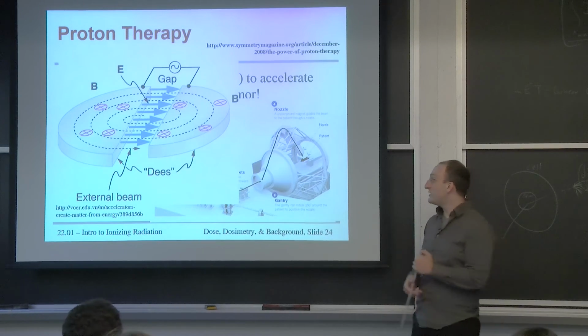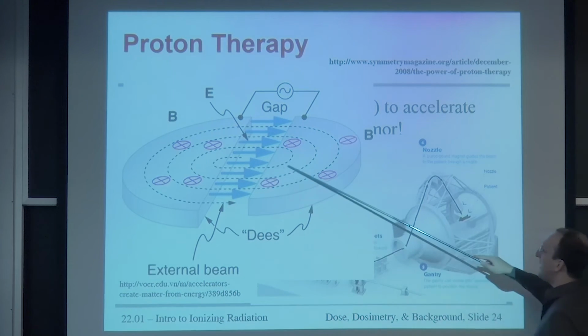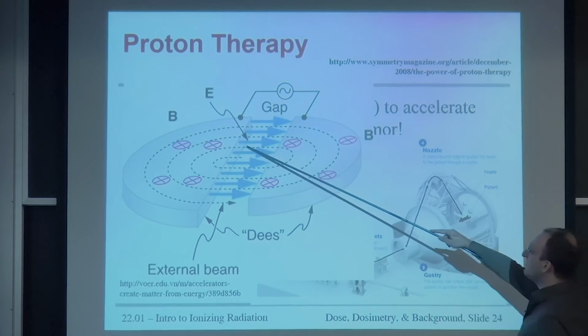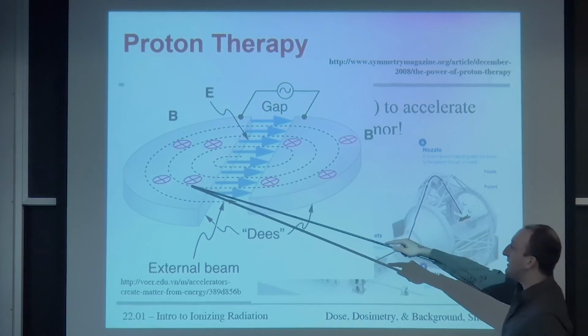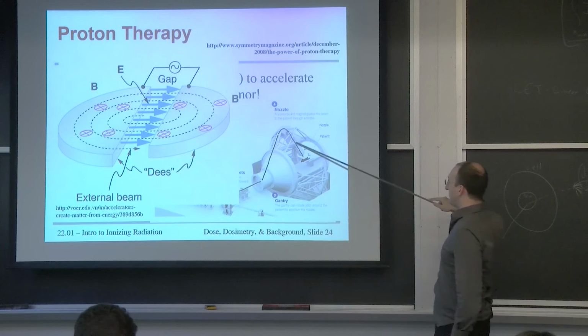The way they work is pretty simple. You inject ionized particles through these D magnets, and they go faster and faster and faster every time they cross this electric field. They bend at larger and larger tracks through these magnets as their energy increases. Then they exit out the other side, getting delivered to the patient.